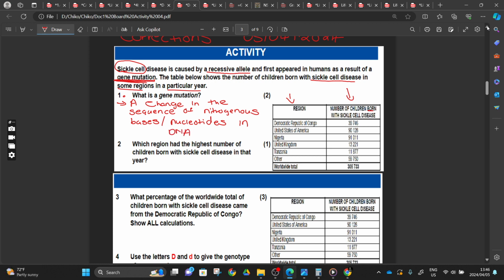But what is a gene mutation? A gene mutation is a change in the sequence of nitrogenous bases. These nitrogenous bases are changing, right? Or the nucleotides. You know that there's a difference between nitrogenous bases and nucleotides, right? The base, it's everything there.